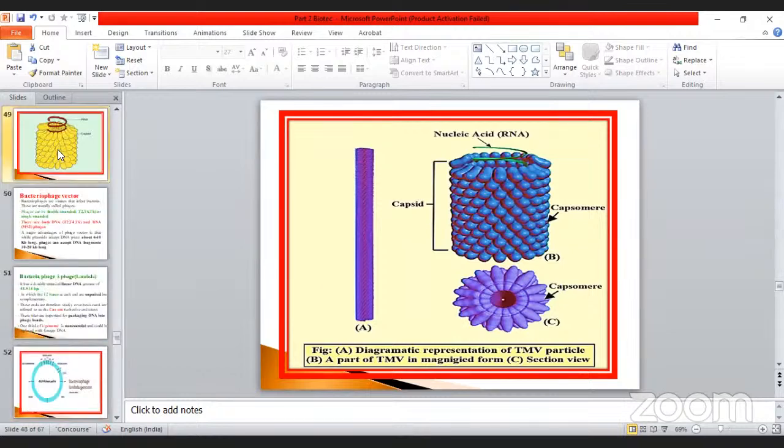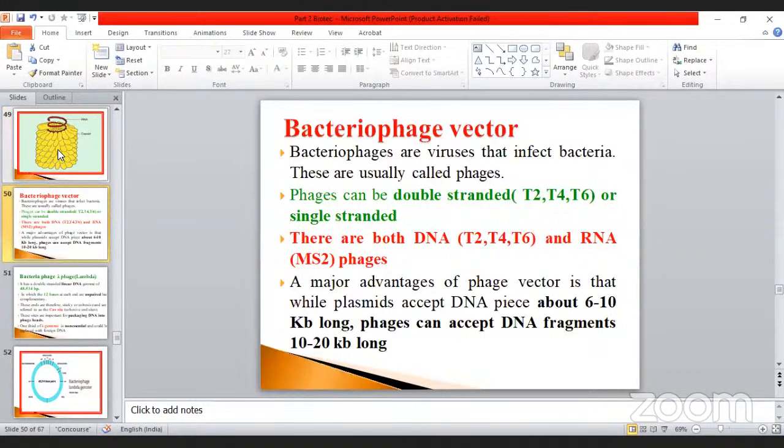Okay, and then the next one is the bacteriophage vector. Many bacteriophage vectors have been reported. They are known as the double-stranded T series bacteriophages, T2, T4, T5, T6, and so many others, depending upon their molecular size and structure. And one more is the single-stranded bacteriophage. Both DNA and RNA bacteriophages are present, and particularly MS2 is an RNA phage.